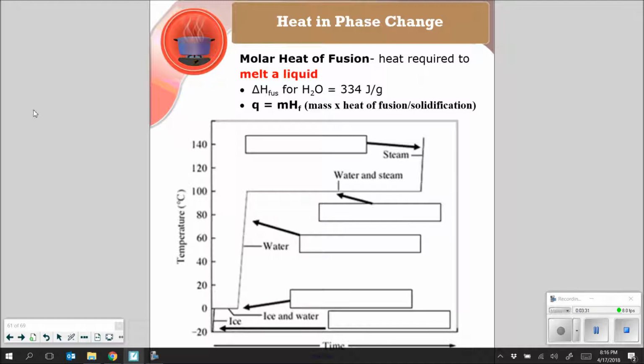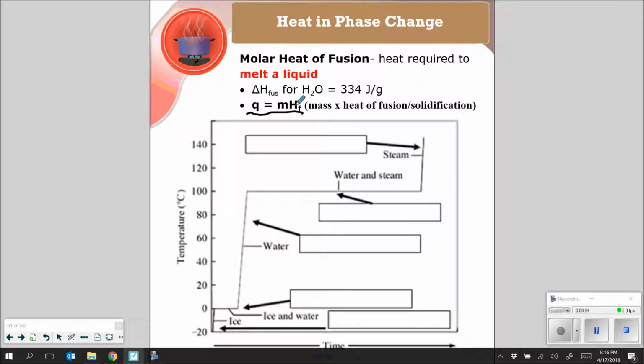So the first phase change that we're going to talk about is fusion. And the molar heat of fusion is going to be the heat required to melt a liquid. So the heat of fusion for water is going to be 334 joules over gram, which is a value that can be found on your reference sheet. And we're going to be solving using that equation, Q equals mass times the molar heat of fusion.